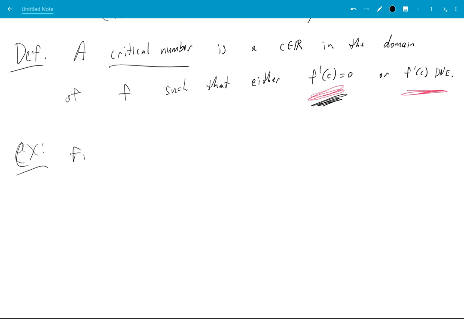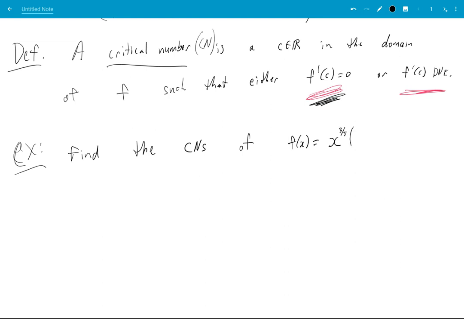Example. Find the critical numbers, CNs for short, of f of x equals 3/5 x to the 2/5 times (4 minus x), right? Okay, so what am I going to do? Well, I'm going to find out when is f prime 0, and also find out when does f prime not exist.